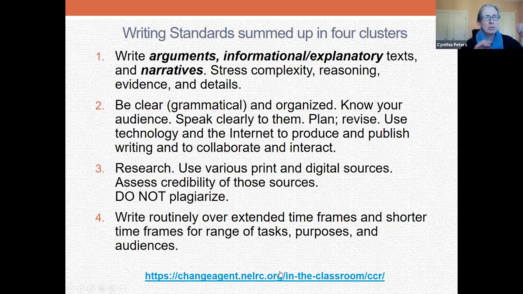So having your students do all those different kinds of writing. These are all the kinds of things you want to be keeping in mind as you're teaching writing. And of course, you're not going to do all these things all the time, but you can have in the back of your mind, did I address that standard?